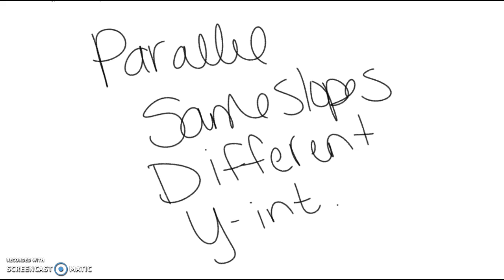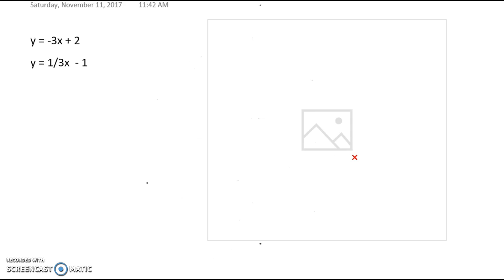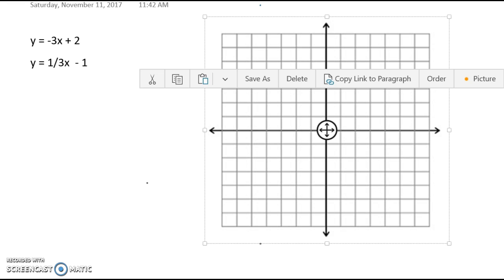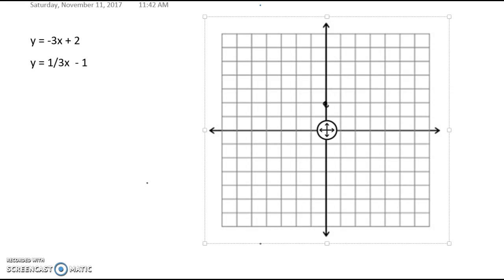Okay, we're going to do another graph together. So find another spot on your graph paper. And we're going to graph these two lines. So the first one is -3x plus 2. My slope is -3 over 1. So if I rise 3, I'm going to run to the left one. And if I decrease 3, I'm going to run to the right one.